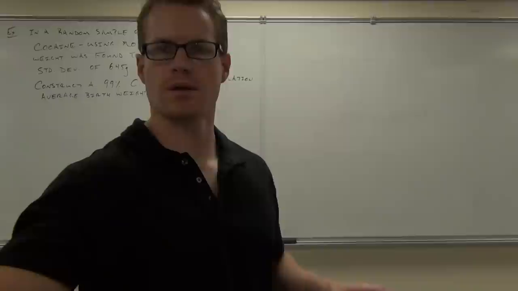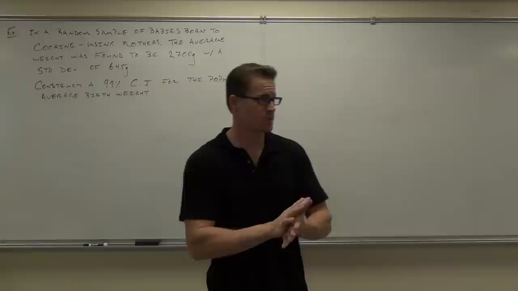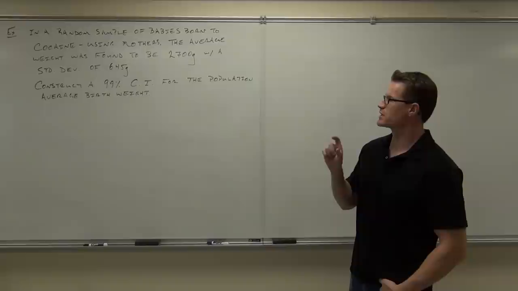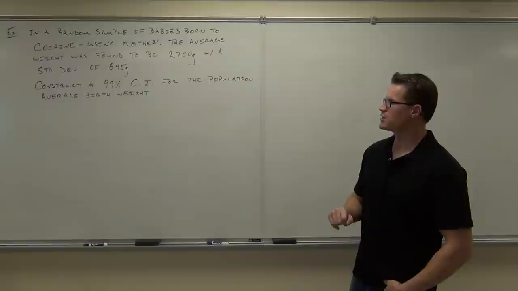So we're doing one last example about confidence intervals. This is it, folks. After this, we get into hypothesis testing, and we are rolling. Good stuff after this. So in a random sample of babies born to cocaine-using mothers, the average weight was found to be 2,700 grams with a standard deviation of 645 grams. Construct a 99% confidence interval for the population average birth weight.